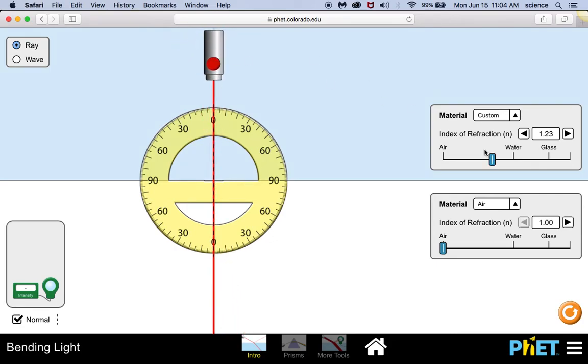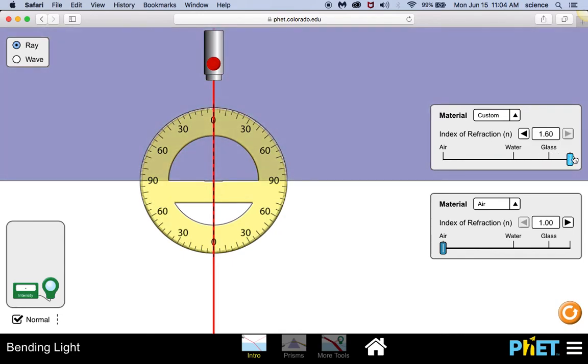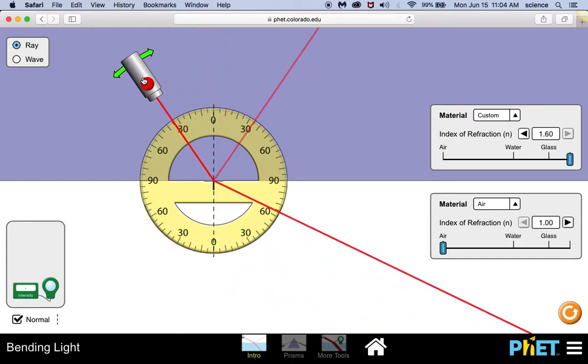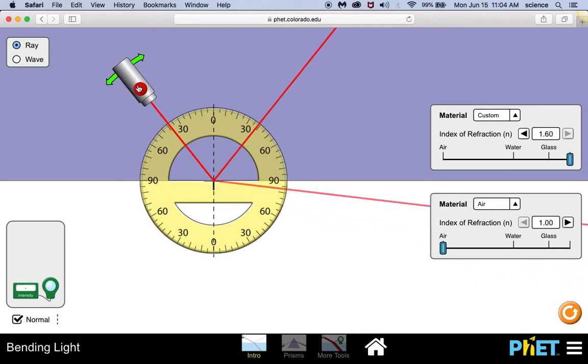Well, let's do it this way. Let's start off in glass, right? I can determine the critical angle for glass. Let's see, this type of glass. There we go. I have to find it. It's touchy right there. Okay, there we go.